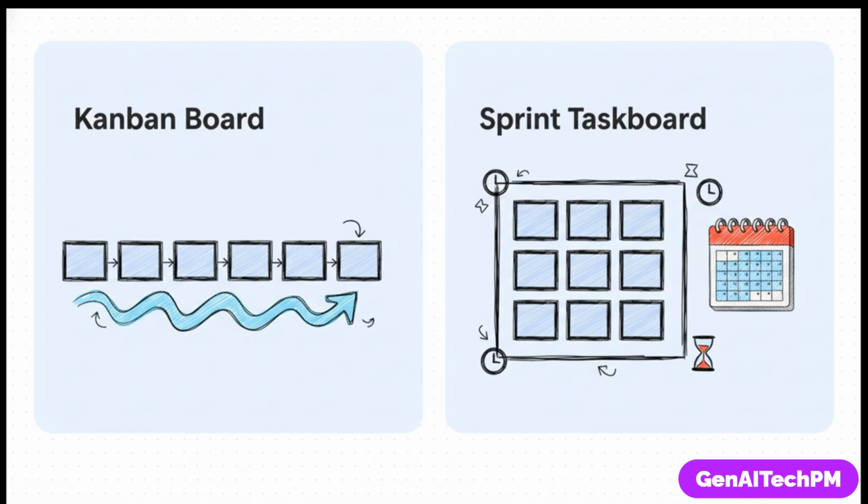On the left, a kanban board is awesome for teams with a steady, continuous flow of work, like a support team. On the right, for teams working in those fixed sprints, the sprint task board is their daily home base, showing every task for the stories they've committed to.